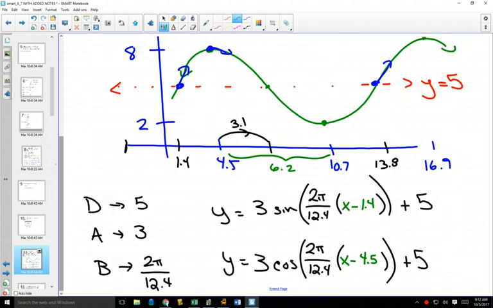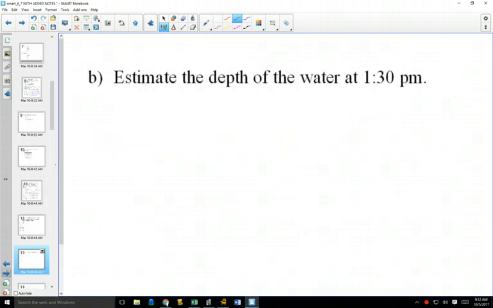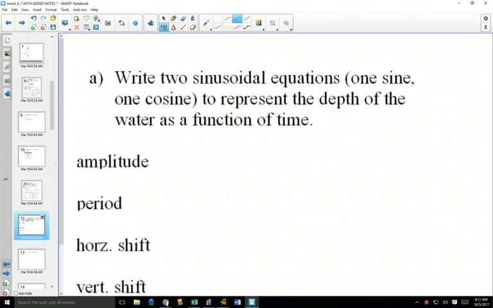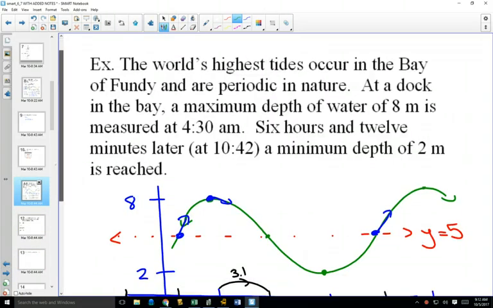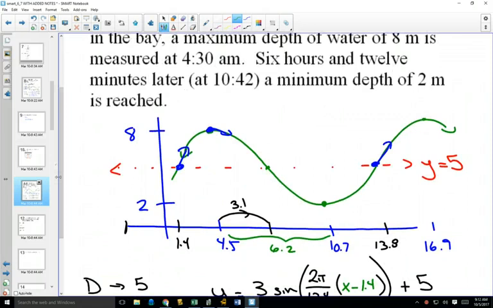And then from here it says, once we've got both equations, it's asking us to estimate again. Estimate at 1:30. This time we won't put it into our graphing calculator. We'll just do the estimate. But where would 1:30 be on this? Right? This is our depth. We should probably label our axes here. This is time.